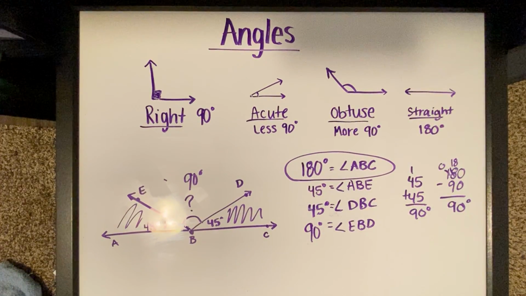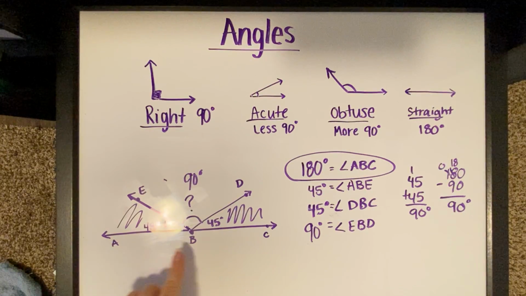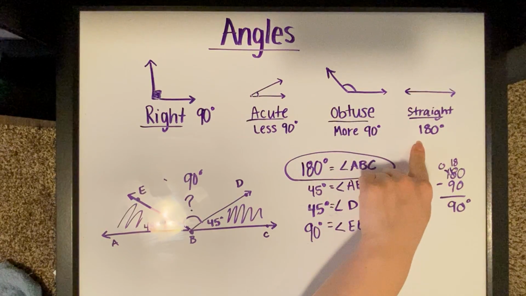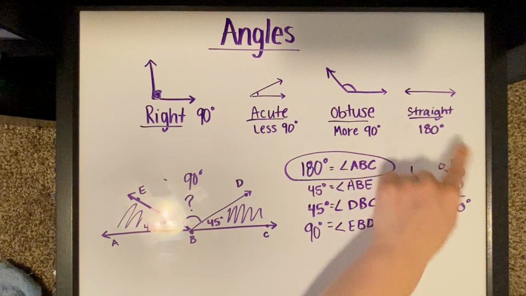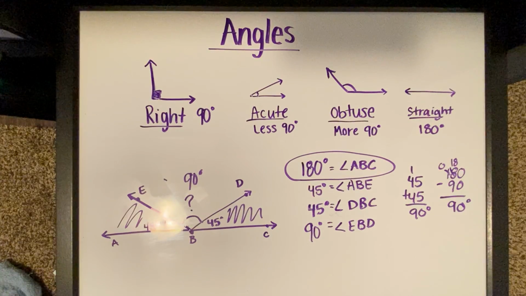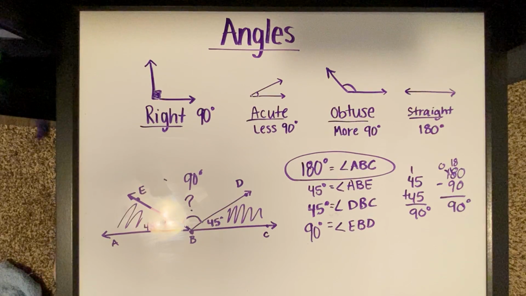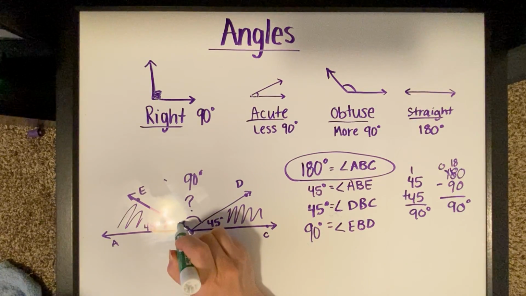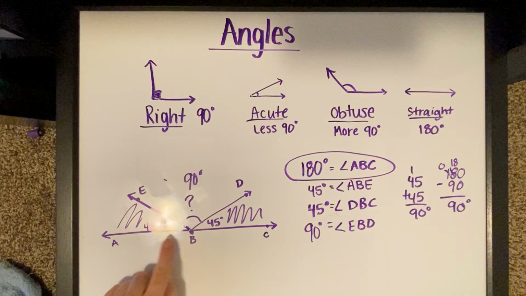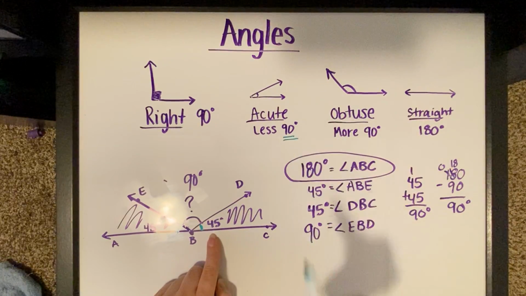Okay, so I used my knowledge of my angle types to help me figure out my measurements. ABC is a straight angle, so I know the total has to be 180. We were able to get that total when we added all of these up. I know that ABE is an acute angle. I can see that small area right here. This little angle here tells me that it has to be less than 90. Same thing on this side, this little area right here, I know it has to be less than 90.